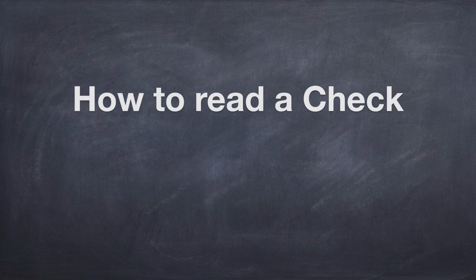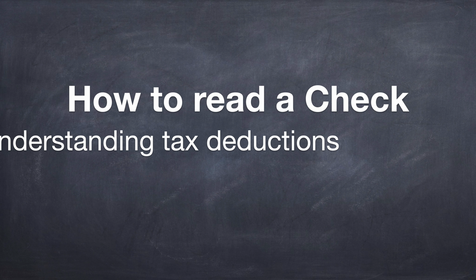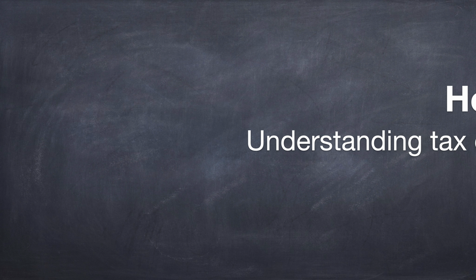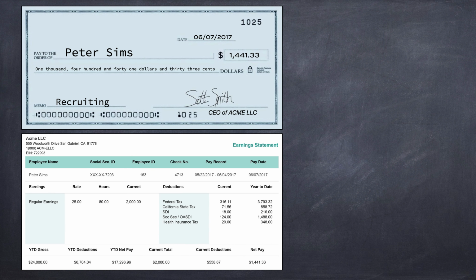In this video, we're learning how to read a check and we're going to understand how basic tax deductions work. So let's take a look right here at two things. First, we got a check, or in most cases now, it's a direct deposit slip. The only difference is that a check you have to deposit yourself into the bank once you get a direct deposit slip. The money's already been deposited in your account for you. It's more like a receipt, but it looks exactly the same. So that's right there on the left with Peter Sims.